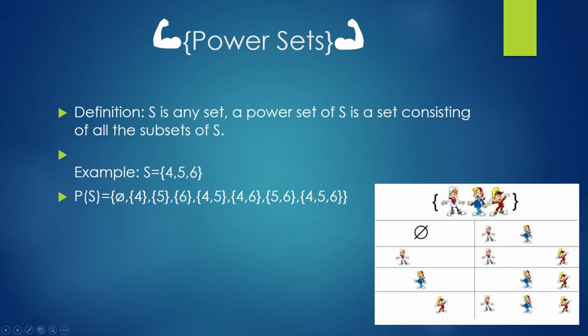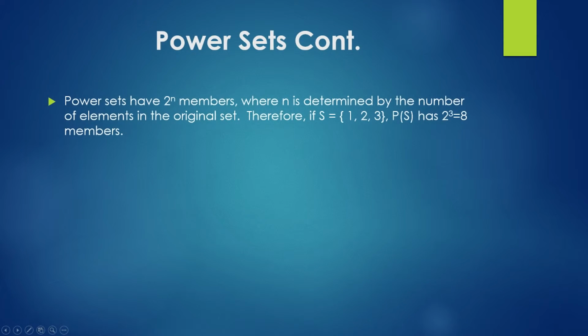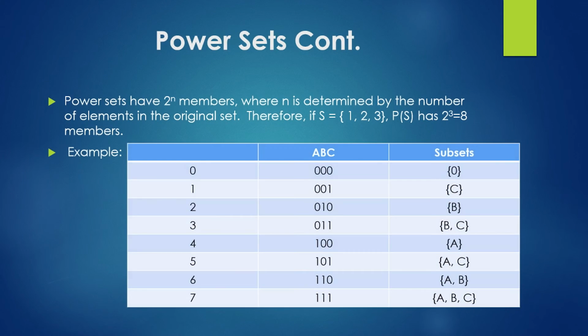A power set will always have a number of elements equal to 2 raised to the number of elements in the original set. Therefore, if a set has 3 members, then the power set of that set will always have 2 to the third, or 8 members. And this is just one example of how power sets can be useful for computer science.